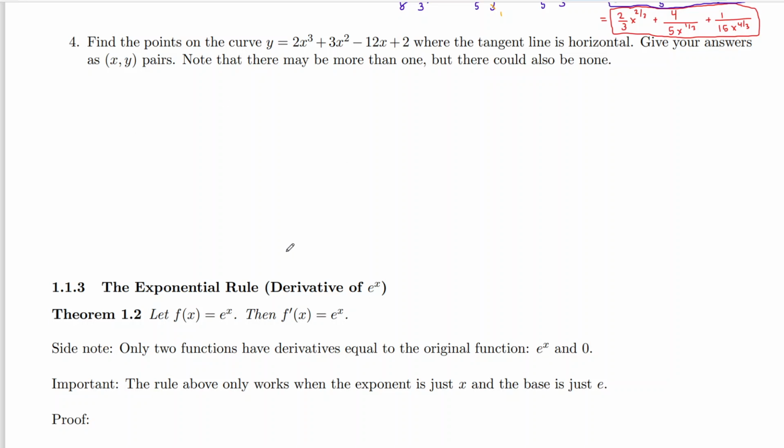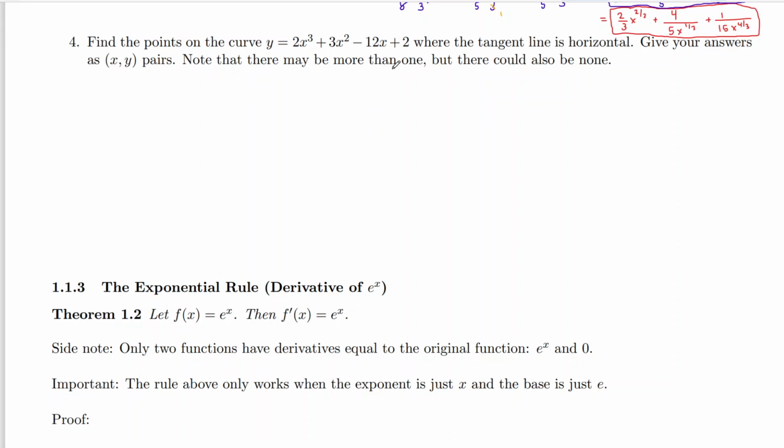Welcome back, everyone. In this video, I will be continuing the section for the basic properties of derivatives, the power rule, and the exponential rule. All right, so number 4 here, this is going to be the last of our kind of examples of the power rule just by itself.